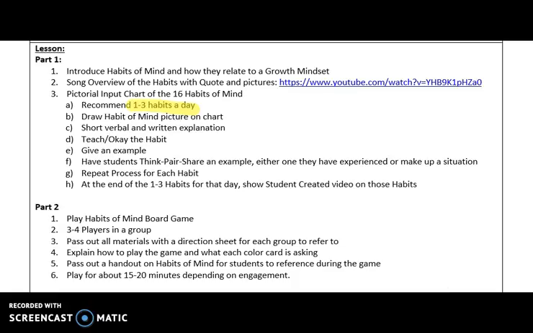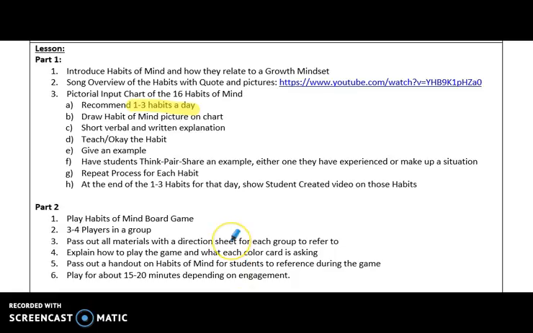Part 2, after students have learned about the habits of mind, they're going to play the Habit of Mind board game that I created. So to set up, you're going to follow these directions. I said 3 to 4 players in a group because you really want players to be engaged, and I find that any more than 4 is cause for students to get off task. So I really prefer 3, but some groups will have 4. You pass out the materials in the direction sheet for each group.